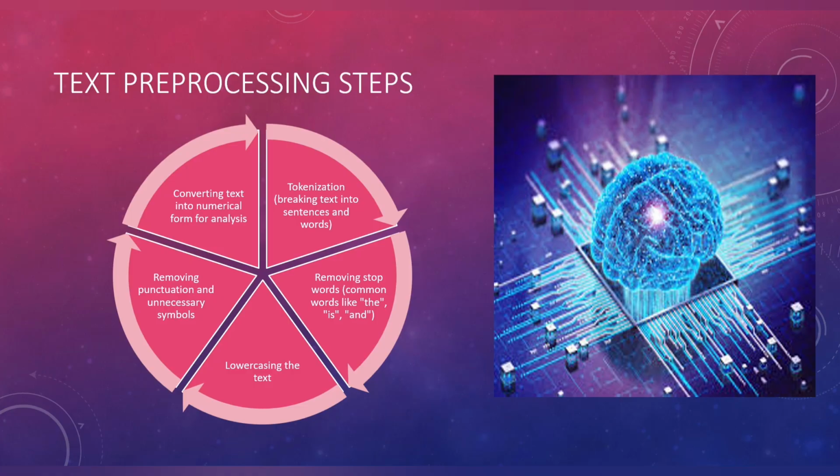If I talk about the text preprocessing steps a little further, text preprocessing is a very important step in this system. It includes tokenization, where the text is broken into sentences and words. Stop words like the, is, and are are removed because they add little meaning. The text is converted to lowercase, punctuation is removed, and finally the text is converted into numerical form for analysis.